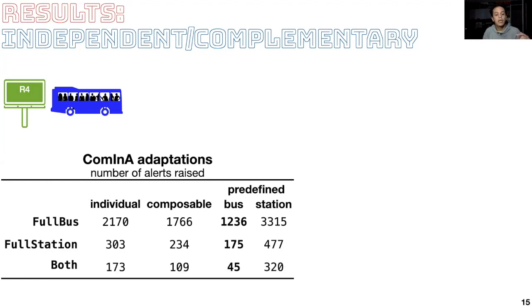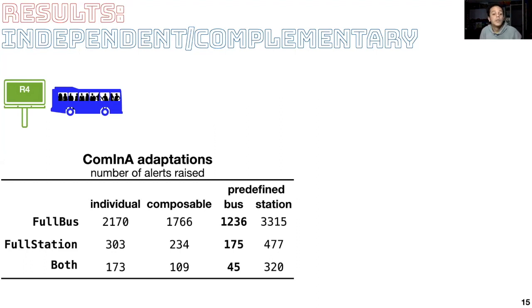But if we look at the situation taking into account the two adaptations together, in which ComINA, even in the individual case, chooses just one adaptation, but chooses the best adaptation for the particular situation, we observe that the number of alerts raised decreases significantly in contrast with, for example, the FLAGlab, just solving for the FLAGlab adaptation.